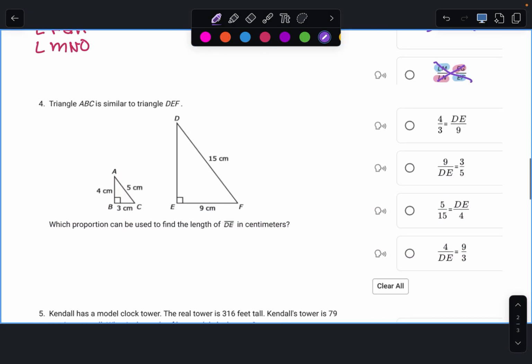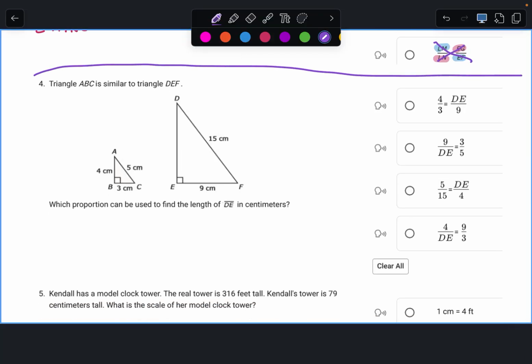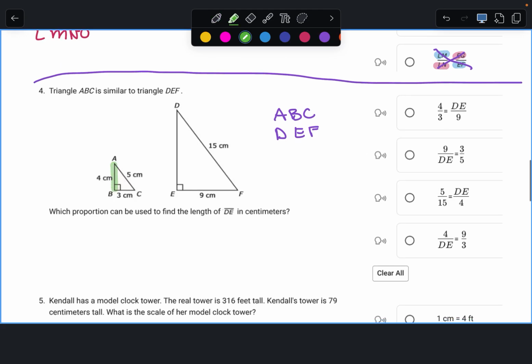All right, number 4. Triangle ABC is similar to triangle DEF. So I need to figure out which proportion I can use. So I'm going to highlight my sides. I've got ABC and DEF. So side AB goes with DE. Side BC goes with EF. And side AC goes with DF. Now, these numbers go with those sides. Oops, wrong color.